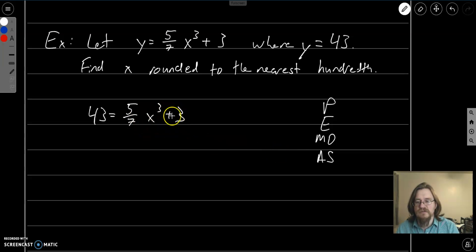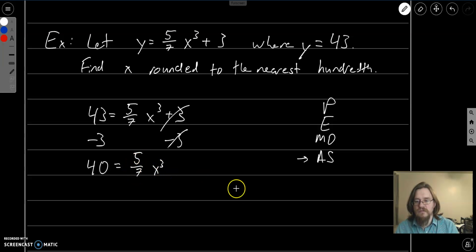So first and foremost, if we're trying to undo addition, we would use subtraction, and we see that we have a plus 3 here. In order to undo that, I'm going to have to subtract 3 from both sides. So if I add 3 and then subtract 3, those cancel out. And if I take 43 minus 3, I get 40. So far, so good. So now I've dealt with all of the addition on this side. So let's keep working backwards.